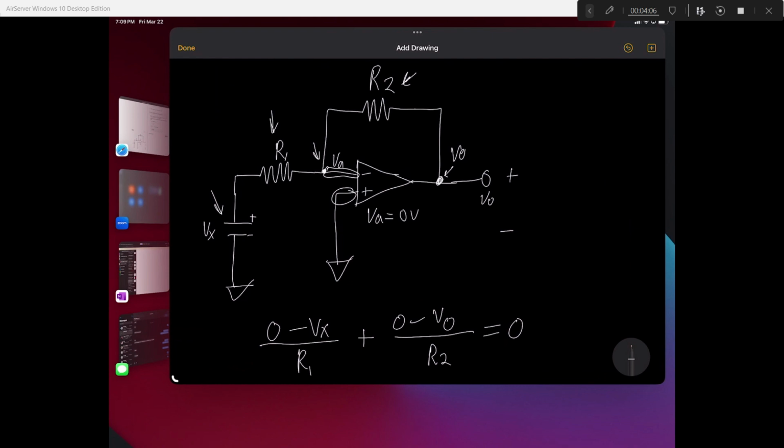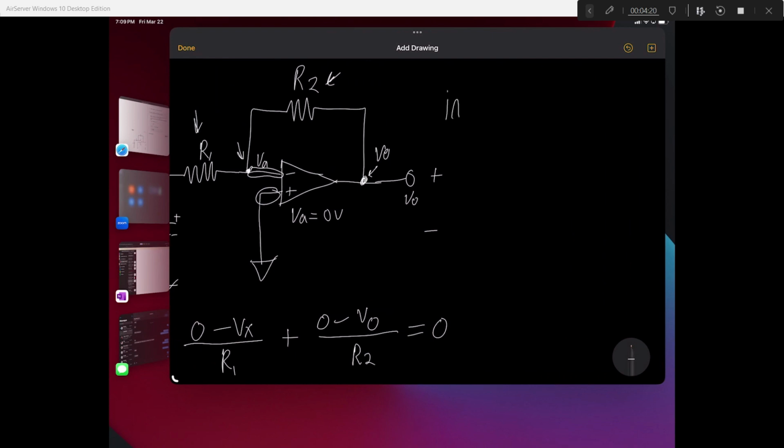And a thing to note is that this negative here shows that this is an inverting terminal. And what makes it that is because the power source Vx is connected to the negative side of this terminal on this op amp. And this is called an inverting op amp. That's what it is.